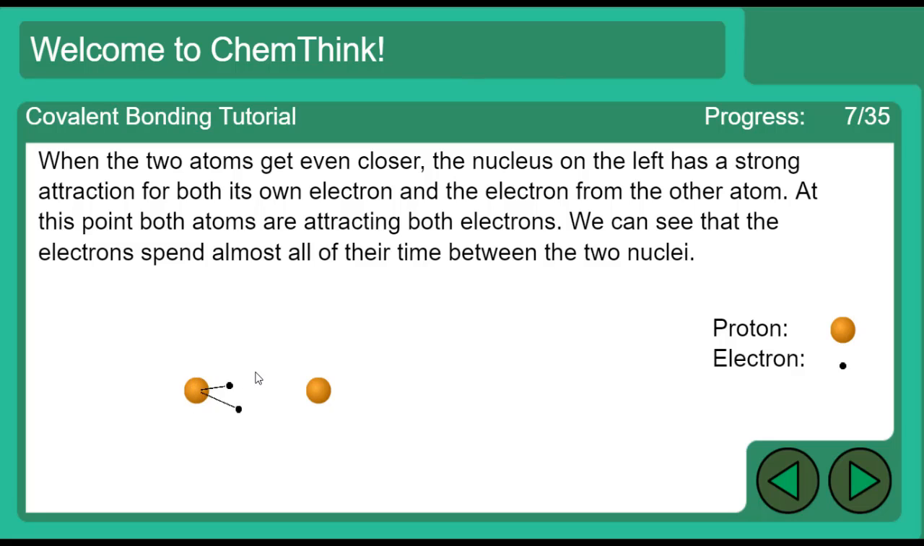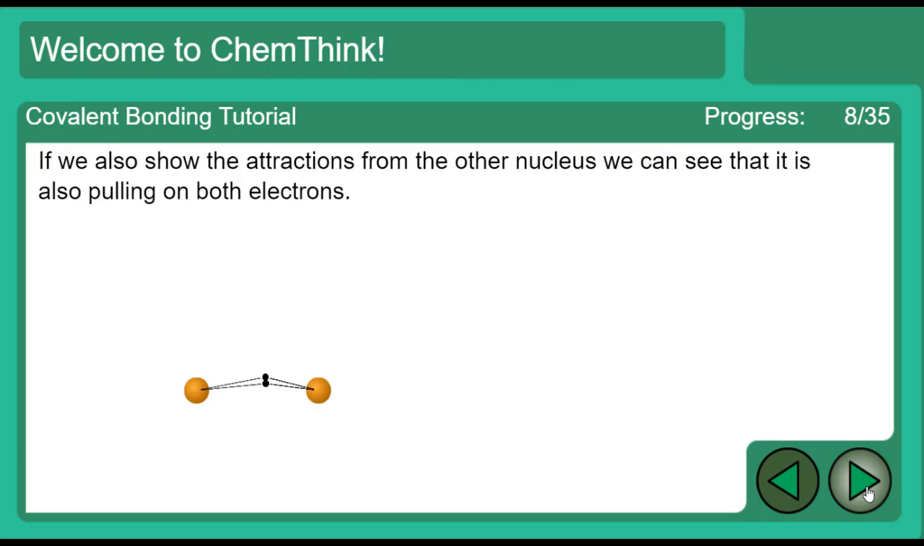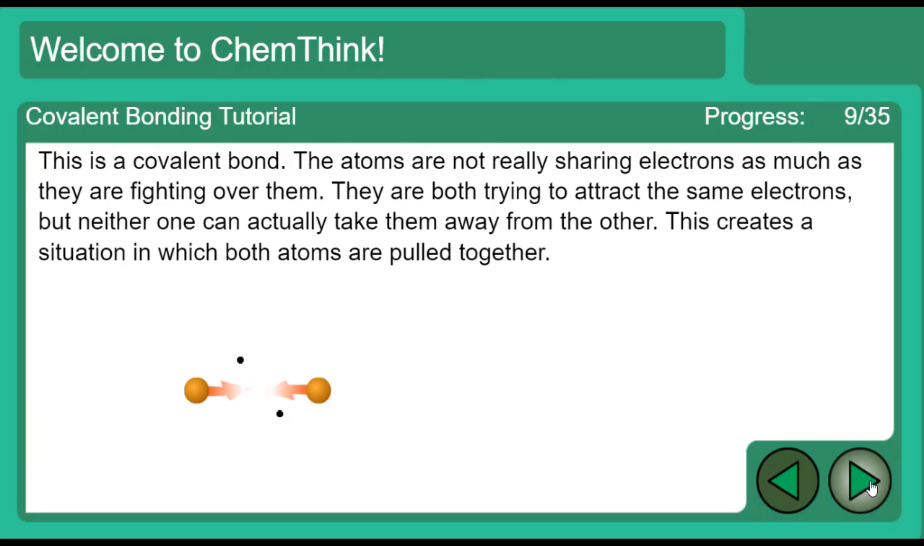This guy wants both of the electrons because that would fill up its outer shell. Remember that it only needs two to be full if it's hydrogen. It only has one shell. But this guy also wants both of those electrons. So it's a little less of a sharing and more of a tug-of-war between the electrons that are attracting both of those nuclei. And so because they're both pulling on the same electrons, they are going to want to pull together. So it's a covalent bond.